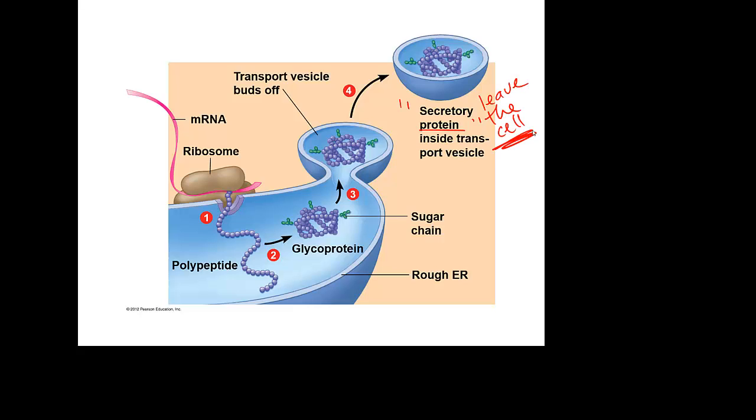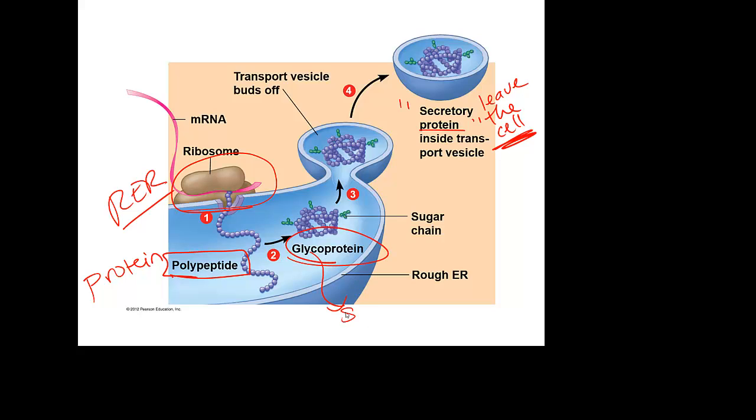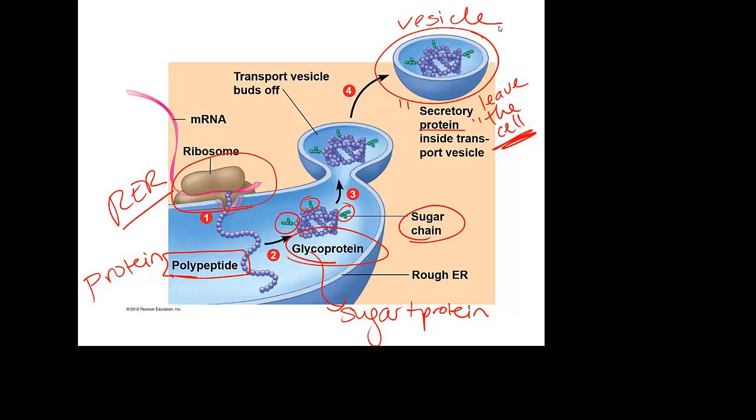So we have a lot of cells whose job it is to make proteins that are going to be used throughout your body. So these are really important for us. You see the ribosome bound here, so we know that this is rough ER. The polypeptide, what was that another name for? Protein, right? And glycoprotein means that it's a sugar plus a protein. And you see these green sugar chains that have been added on. And now this vesicle is going to be transporting the protein for us.